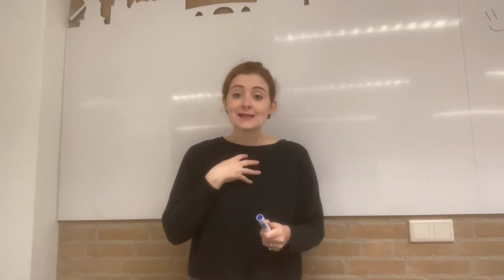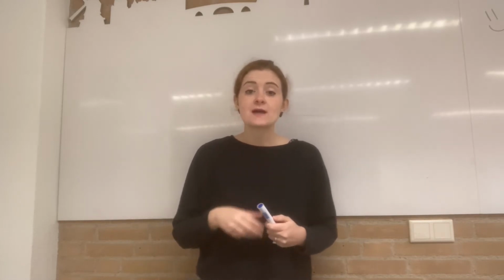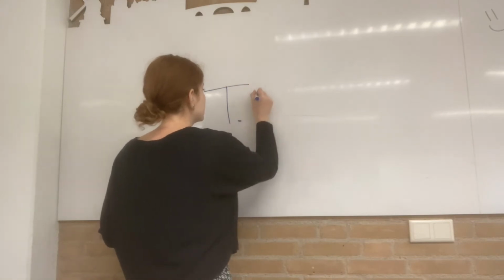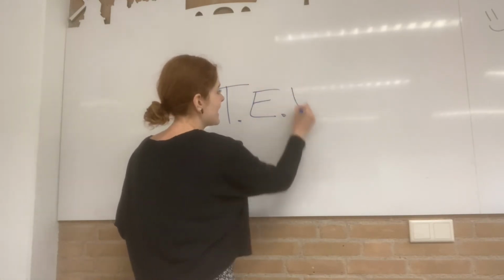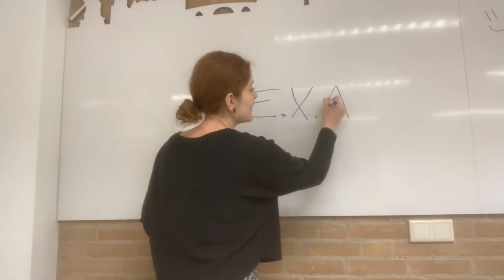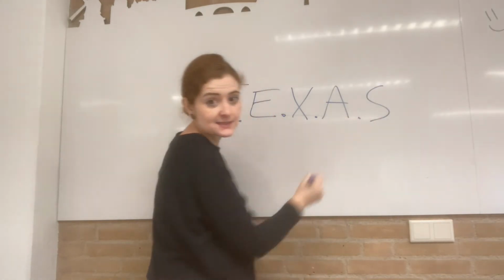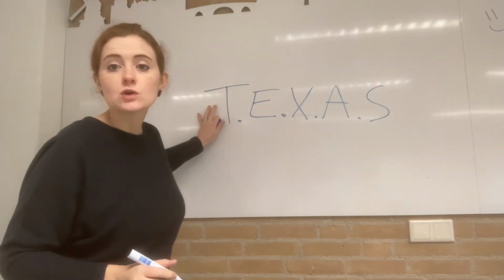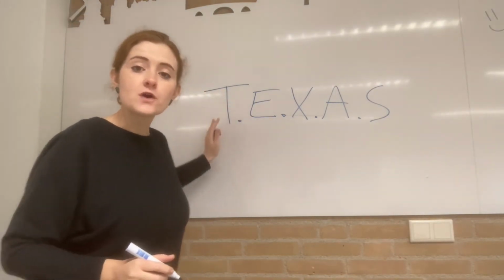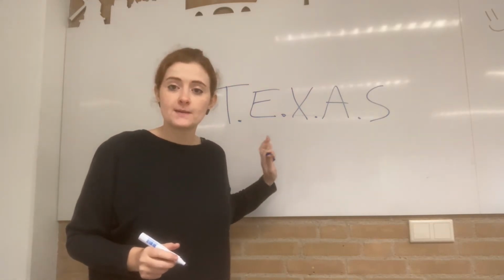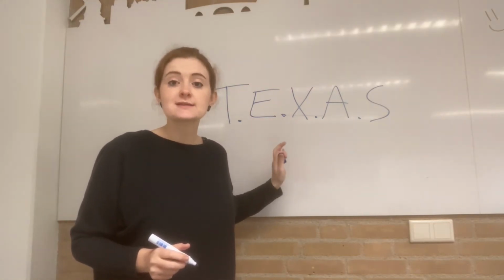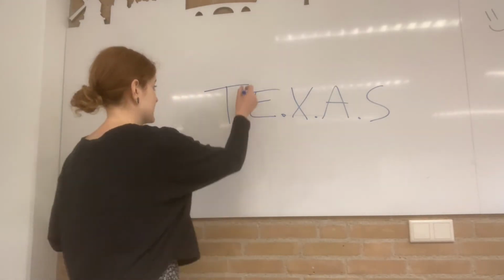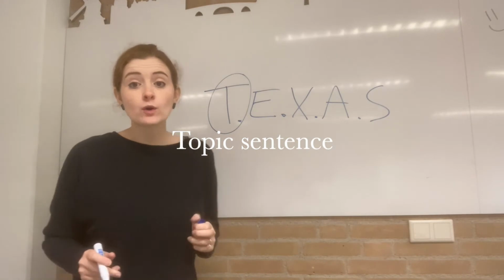And the way that I like to divide it is by talking about Texas. So we have T, E, X, A, and S. Okay, Texas. The T in Texas is your topic sentence. So the first sentence in the paragraph should be introducing the topic of that paragraph. So it should be clear after you read the topic sentence what this paragraph is about.